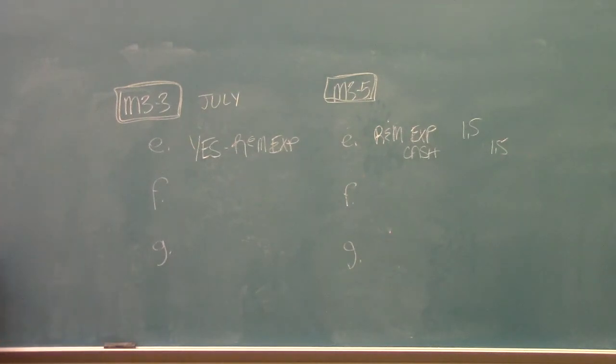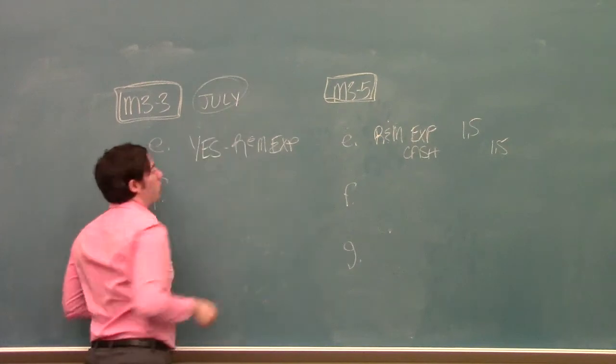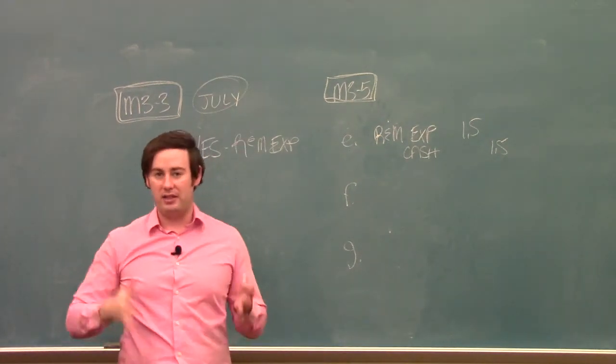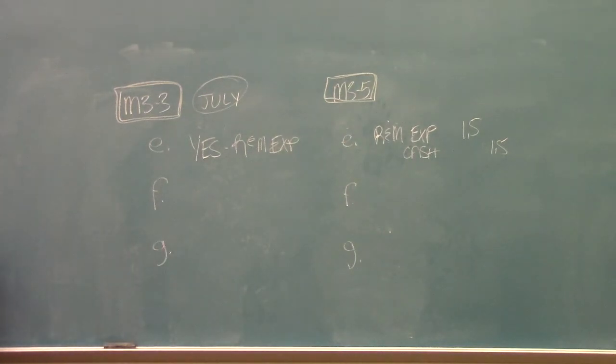The next one, on F, says Bill paid $2,000 for the June electricity bill and received the July bill for $2,500, which will be paid in August. One thing to note is that in this problem, we're talking about the month of July. So that's the month that we're actually working with here. It tells us that we paid $2,000 for the June electricity bill.